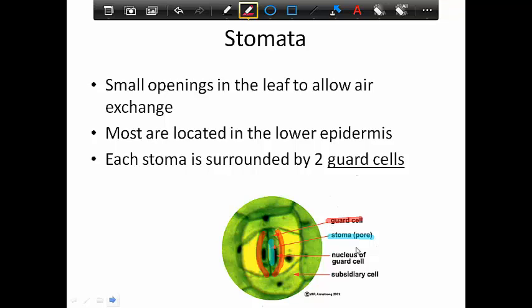They are normal cells. They have a nucleus, all the regular structures. They also have chloroplasts in them, so they appear green. And they are going to control how big that opening gets, because sometimes you need to allow a lot of gas exchange for photosynthesis. Sometimes you don't.